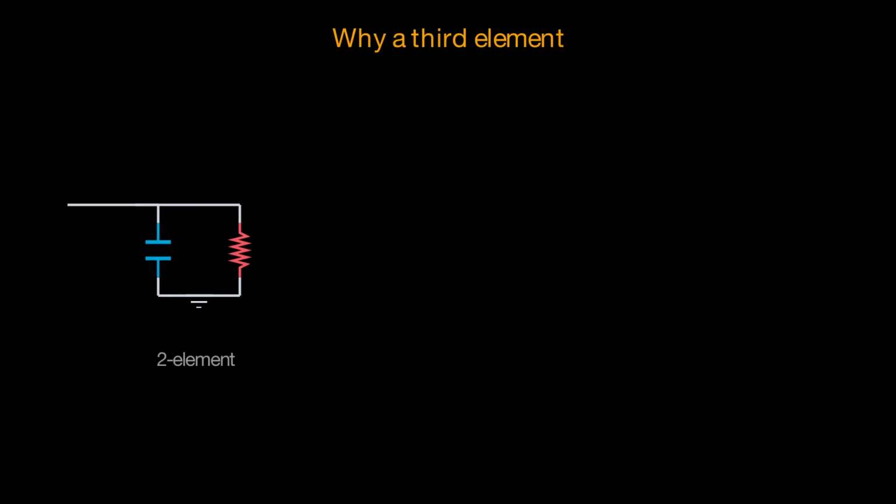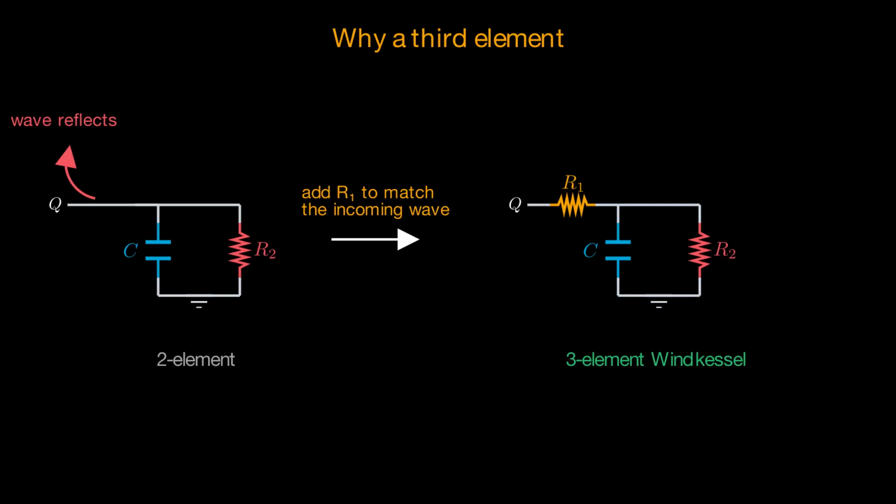That two-element version is close, but it has a flaw right where the blood enters. The incoming pressure wave hits the model and, with nothing to absorb it, partly bounces back. The model reflects energy the real artery wouldn't. The solution is a third element, a small resistance in series at the inlet, sized to match the artery so the wave slides in cleanly instead of echoing. That matching value is the characteristic impedance. Add it, and you have the three-element Windkessel: a proximal resistance in series, then a compliance and a distal resistance in parallel. Three numbers per outlet.